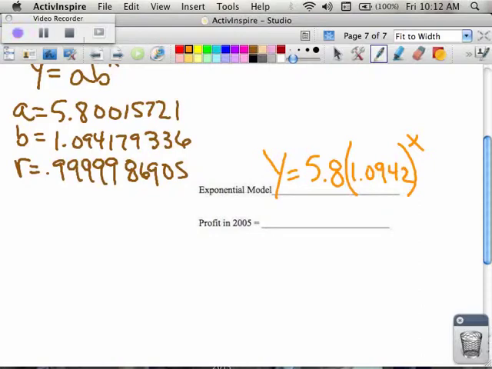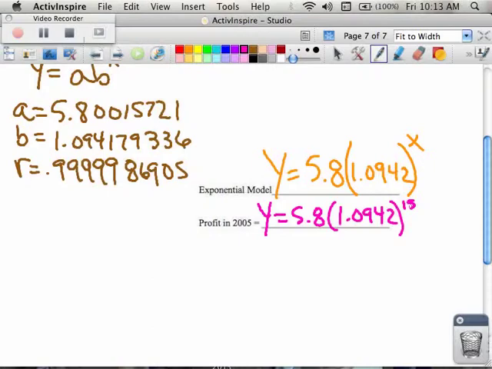Now, if I want to find my profit in 2005, what I'm going to do is plug in a number for the x. What number am I plugging in for the x? 15. So I have to go y equals 5.8 times 1.0942 to the 15th power. Now, depending on which decimal you went to, we all might be a little bit off. If you dump this whole equation back here, the way I taught you a long time ago, how to put in your y equals directly from when you do the stat calc thing, you're going to have something that's more accurate than mine. And I know how to do that on my calculator, so I'll check for that.